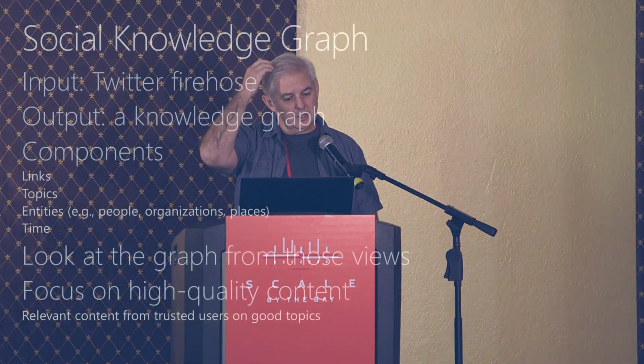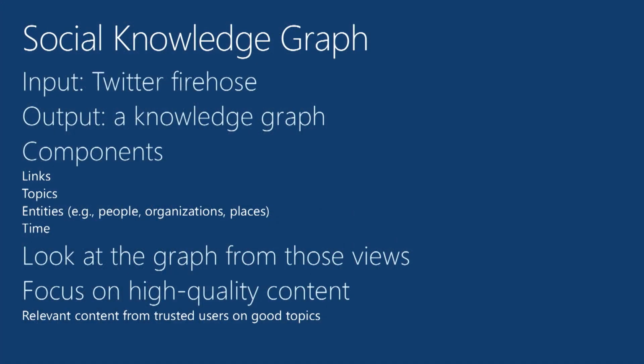All right, so SKG: the input is very simple, the Twitter firehose, and the output is a knowledge graph. Simple, right? So we're going to identify 4 components of our graph. The nodes are going to be the links, the topics, and the entities, in this case people, organizations, and places, and then time. I'm going to go back to this and tell you why time is super important in social networks. So we're going to look at the graph from those views. And we're going to focus on super high quality, relevant content from trusted users and good topics, and I'll go through this as well.